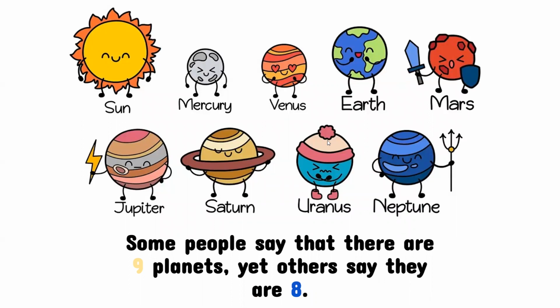So as you can see, again, what are the planets that we have? We have the sun. Oh, sorry. The sun is not a planet. It is a star, right? So the sun is a star, and we have Mercury, Venus, Earth, Mars, Jupiter, Saturn, Uranus, and Neptune, okay?